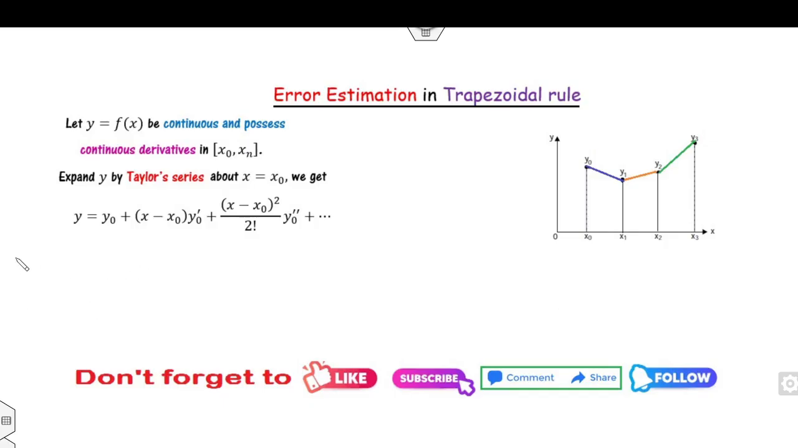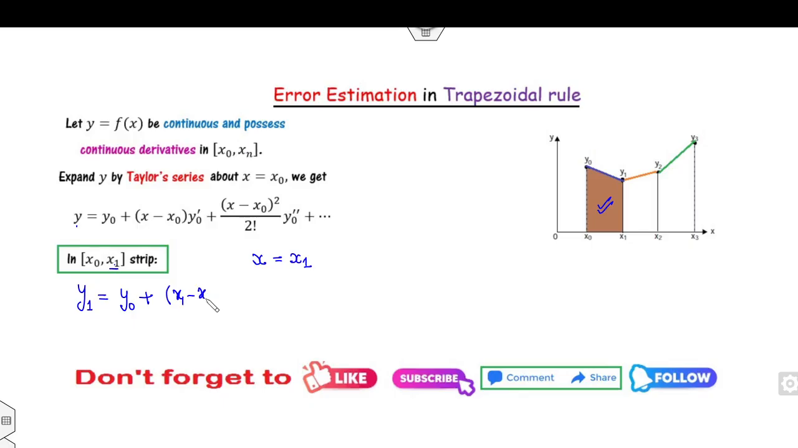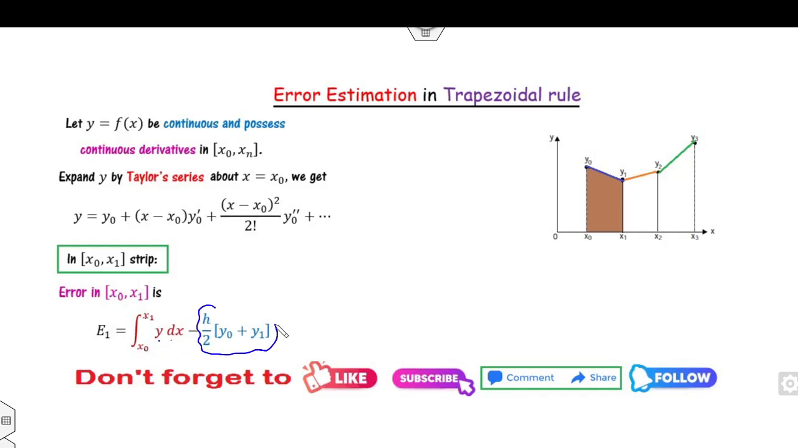Now, corresponding to the first strip, that is x0 and x1, highlighted in this case, what is the value of y1? y1 means the function value at the point x1. So I can substitute x as x1. This is y0 plus (x1 minus x0) into y0 dash and so on. Fine. Or you can say the error is the integration of y of x dx from x0 to x1, and this is the formula for the trapezoidal rule.